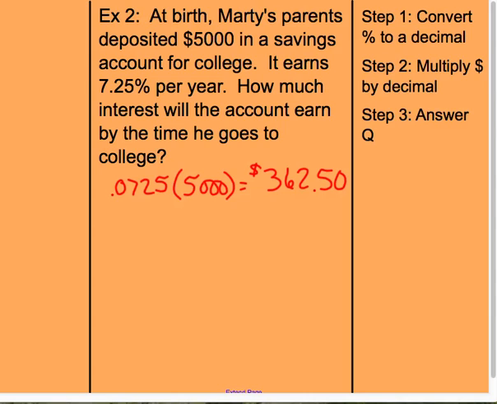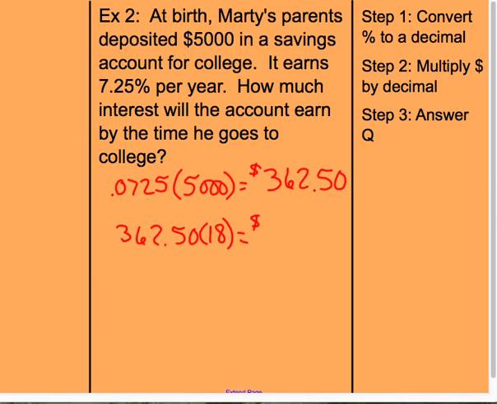All right, now answer the question. In this case, we're putting this money in a savings account for college. So how much interest will the account earn by the time he goes to college? If we're earning $362.50 in interest per year, typically kids head off to college when they're 18. So we're going to multiply this by 18.